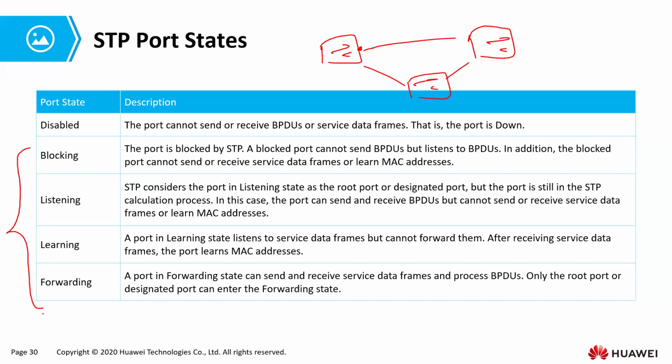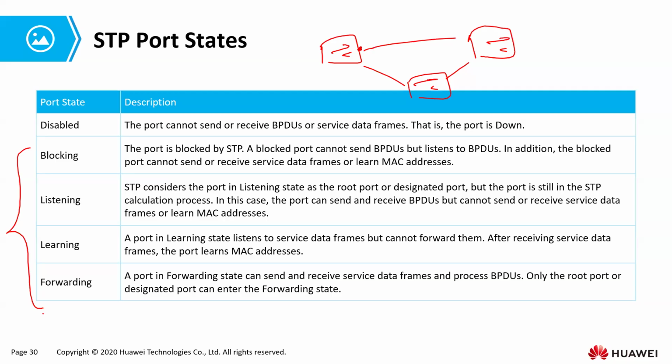If it is in the blocking state, that's the one STP is blocking. So the blocking state is basically the loop prevention state of our port. In terms of BPDUs, does it send or receive? It receives, but cannot send or receive service data frames. Okay, it doesn't send data.